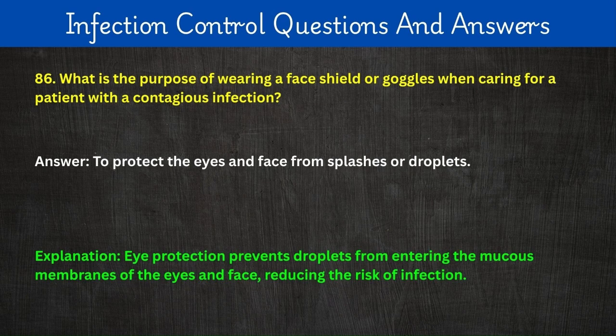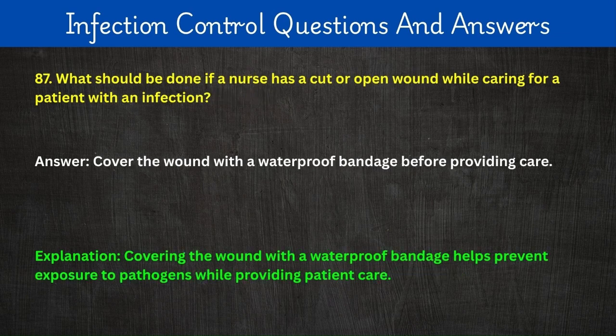86. What is the purpose of wearing a face shield or goggles when caring for a patient with a contagious infection? Answer: to protect the eyes and face from splashes or droplets. Explanation: eye protection prevents droplets from entering the mucous membranes of the eyes and face, reducing the risk of infection.